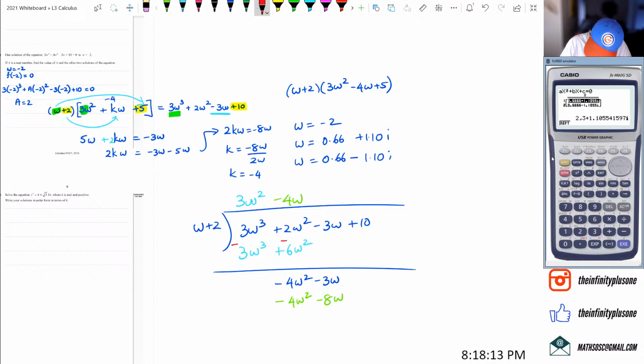And you can kind of see what's going to happen here. So I'm going minus and minus. Negative 3 minus minus 8 is 5W plus 10. So here I've got plus 5, and I've got 5W plus 10, and all of that is equal to 0.